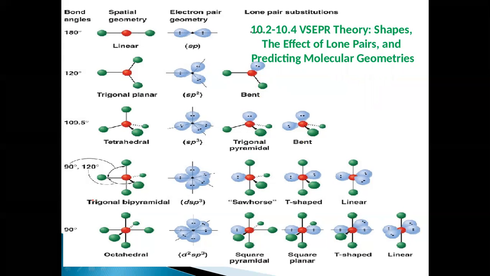And if the bond angles are 120 and 90, it is trigonal bipyramidal, sp3d, and seesaw arrangement if one lone pair. If two lone pairs, it is T shape, and three lone pairs is linear, as in the case of I3 minus. And if it is 90 degrees with sp3d2 hybridization, it is octahedral, and if one lone pair is present, it is square pyramidal, and if two lone pairs, square planar, and so on.